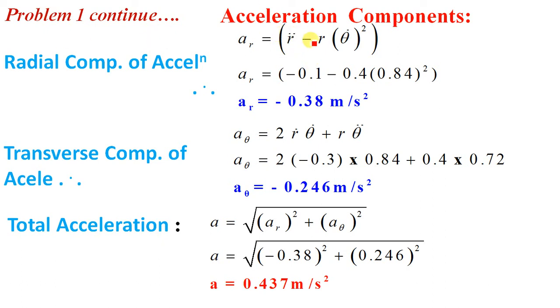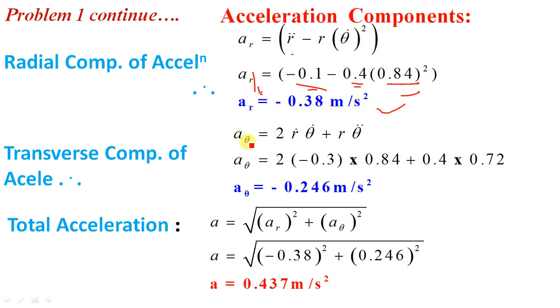Now we have to find out AR. For finding out AR, the formula is R double dot minus R theta dot square. So AR at t is equal to 2. What are the values we have found out? R double dot at t is equal to 2 is minus 0.1. R at t is equal to 2 is 0.4. Theta dot at t is equal to 2 is 0.84, bracket square. So from that you will get the value of AR as minus 0.38 meter per second square.